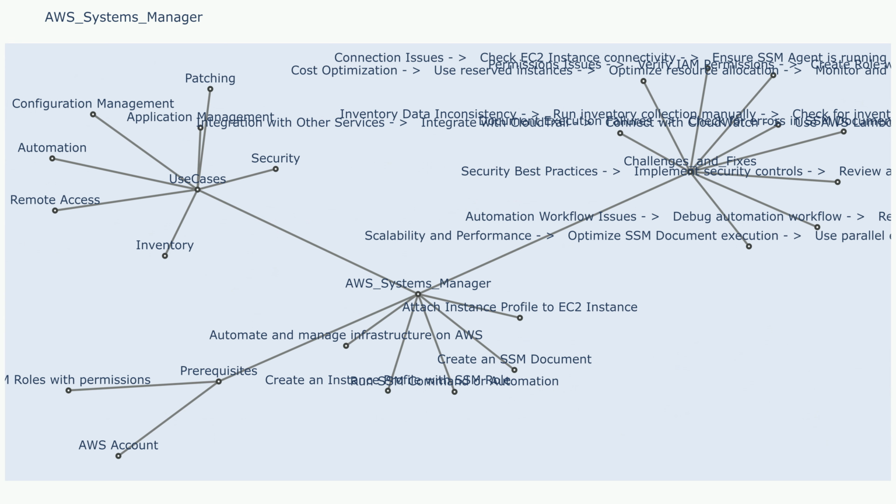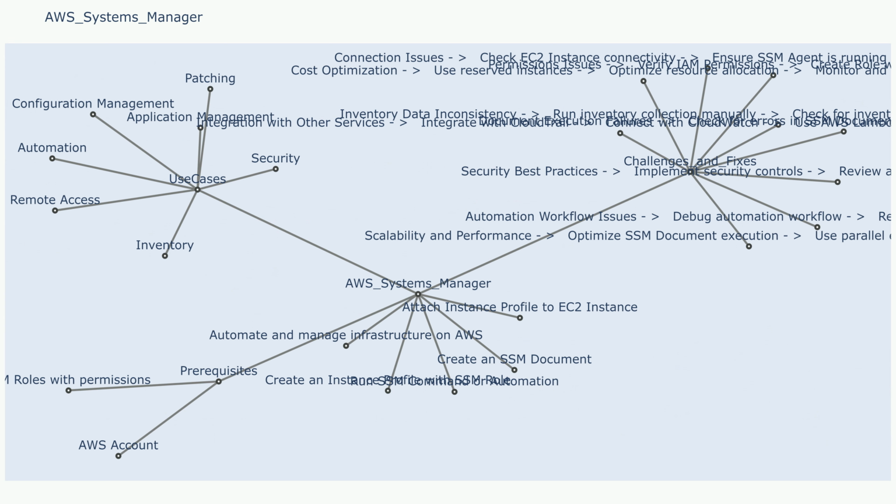Application management. Steps: create an SSM document. Create an instance profile with an SSM role. Attach the instance profile to the EC2 instance. Run an SSM command or automation.